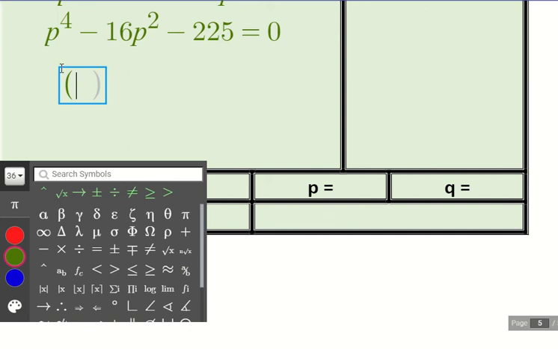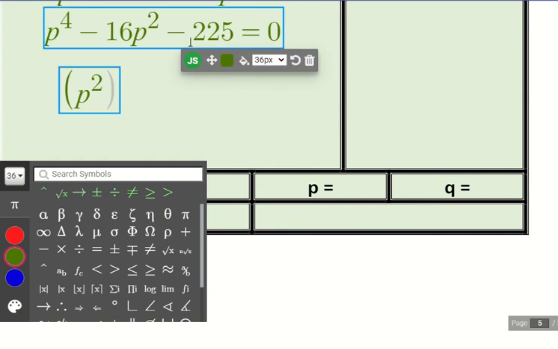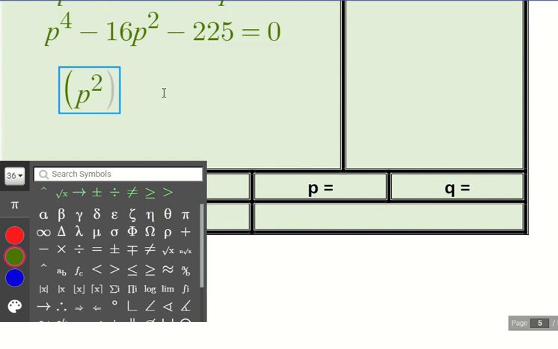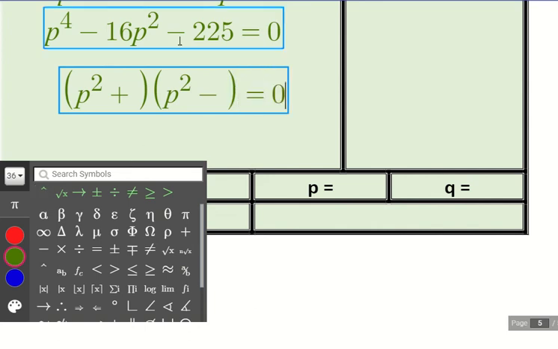So I open a parenthesis. The square root of p to the fourth is actually p squared. So I'm going to say p squared, and then look at the negative 225. Since that's a negative, I know that the signs in my parentheses are different. I have a plus, and then I have p squared with a minus as well. So now I just have to think about two numbers that multiply together to get 225. But when you add them together, you get 16.